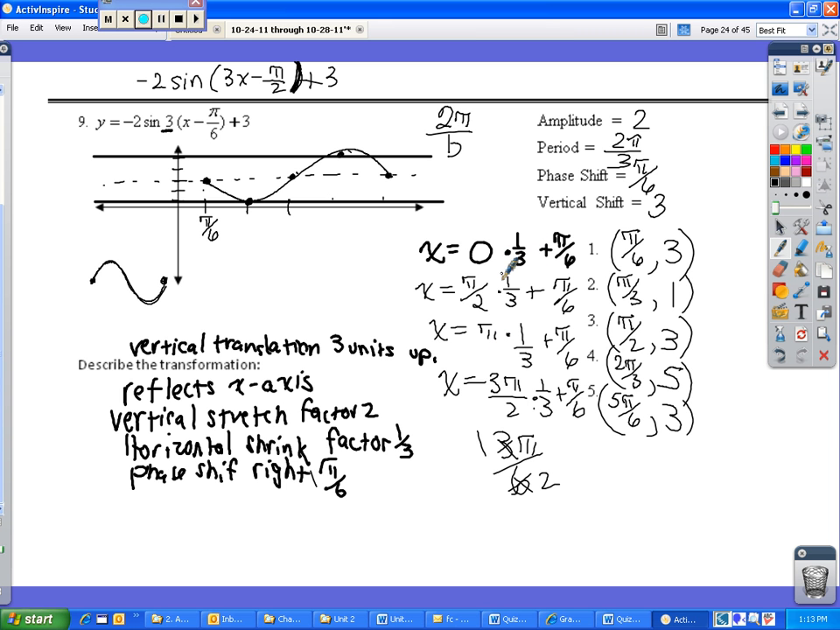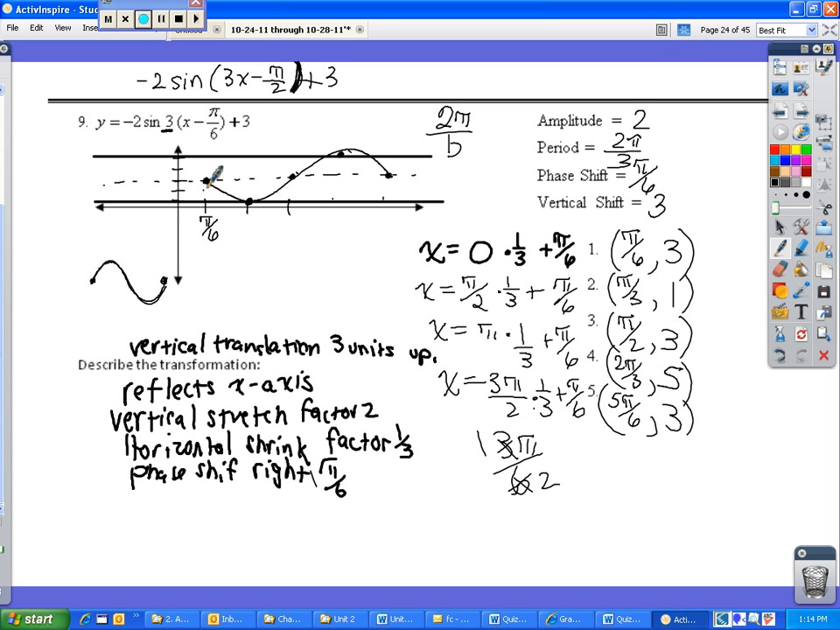to every x value. So, the x value of pi over 2, apply the shrink, apply the phase shift. Pi, apply the shrink, apply the phase shift. 3 pi over 2, apply the shrink, apply the phase shift. And that's how you're going to get all of your x values here by simplifying those fractions. From there, you have pi over 6.